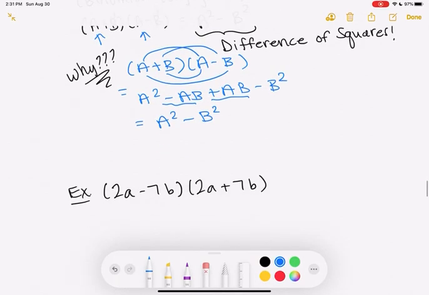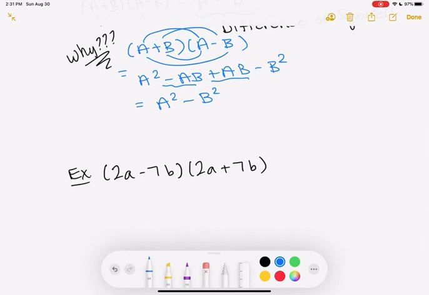So for our first one, I have the quantity 2a minus 7b times the quantity 2a plus 7b. Off to the side, I'm going to put what's my a and what's my b. A is just whatever that first piece is, so that's 2a. And b is 7b. What the formula says to do is take that whole first piece, wrap it in parentheses, square it, and subtract that whole second piece, 7b, and square it.